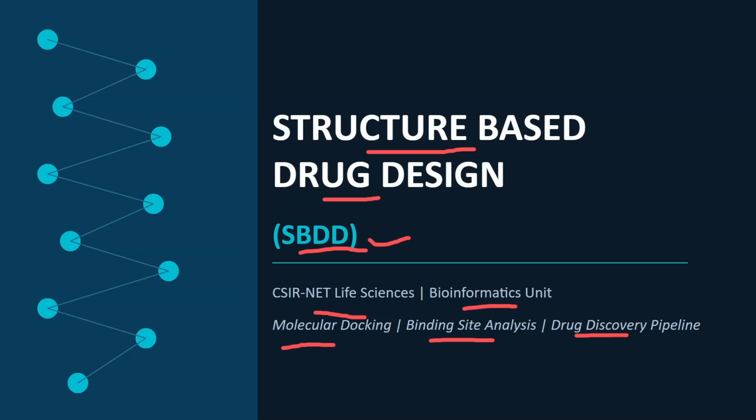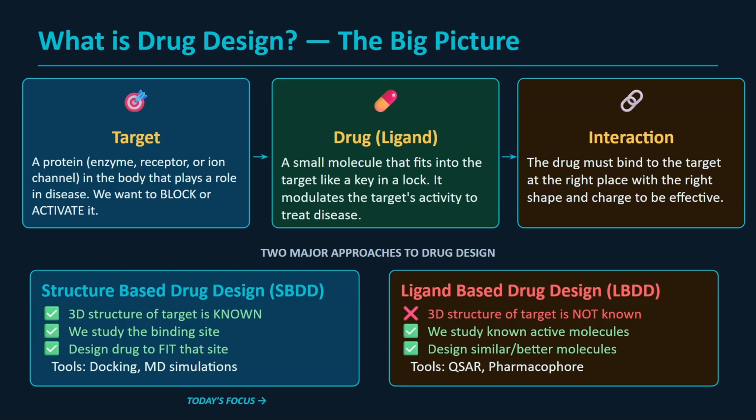So, let us begin. First of all, we should know what is drug design. Before moving into the structure based drug design, we should know the basics of drug design. In drug design, there are two main players. One is the target, and the other one is the drug, which is also known as ligand. The target is usually a protein that is present in our body. It can be an enzyme, a receptor, or ion channel that is involved in a disease.